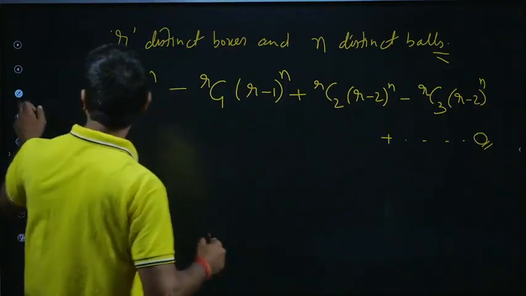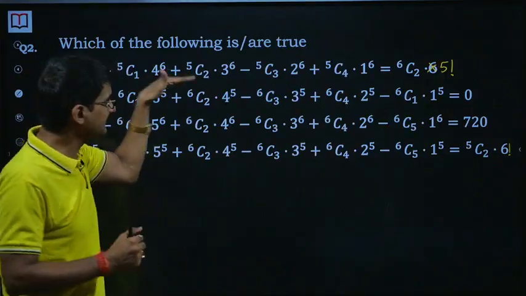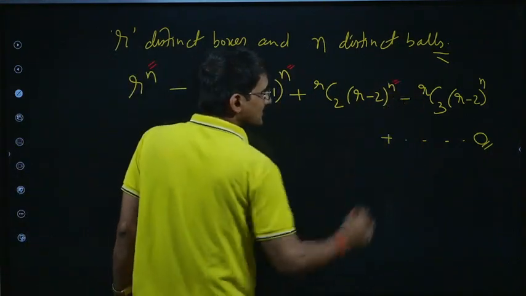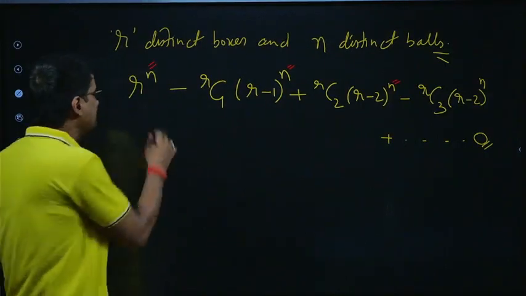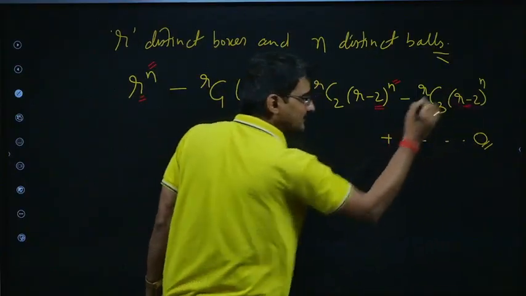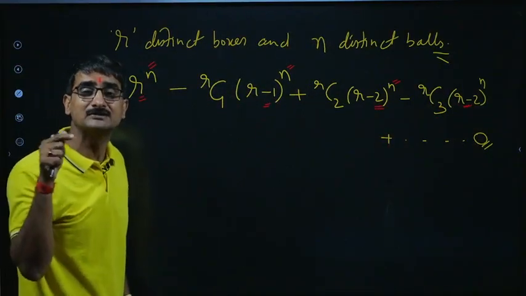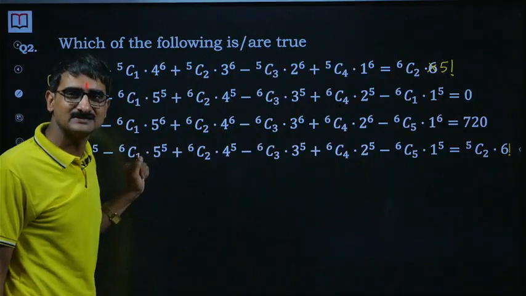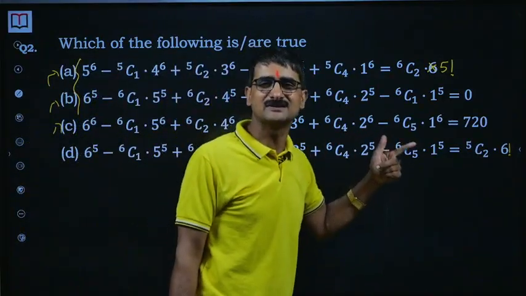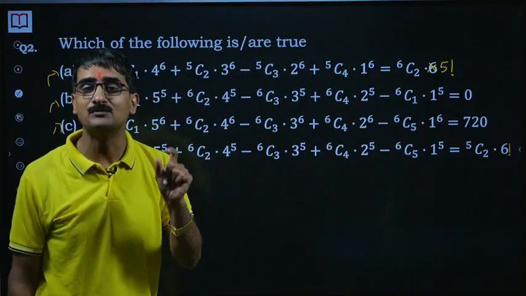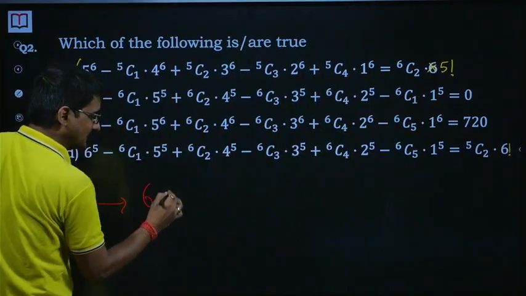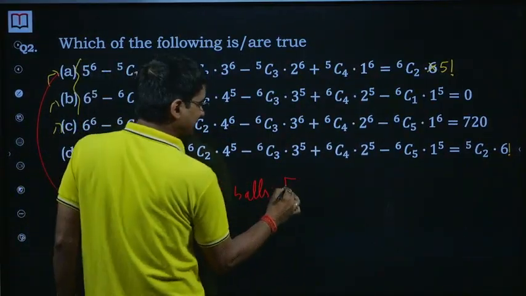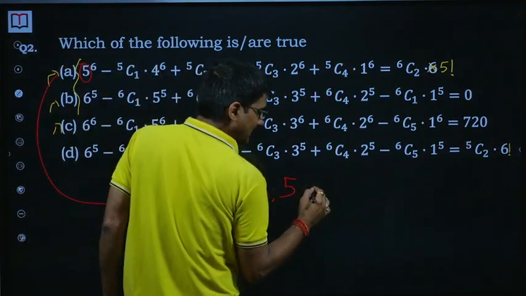The point here is how you can relate this expression with this one. See, the power doesn't change because that is the number of balls, whereas the base is changing by 1 with every term, because that represents the number of boxes. So now let's come back to it. 5 raised to the power 6, 4 raised to the power 6, 3 raised to the power 6, the power gives us balls. So for the first one we have 6 distinct balls and 5, the largest possible number, 5 distinct boxes.